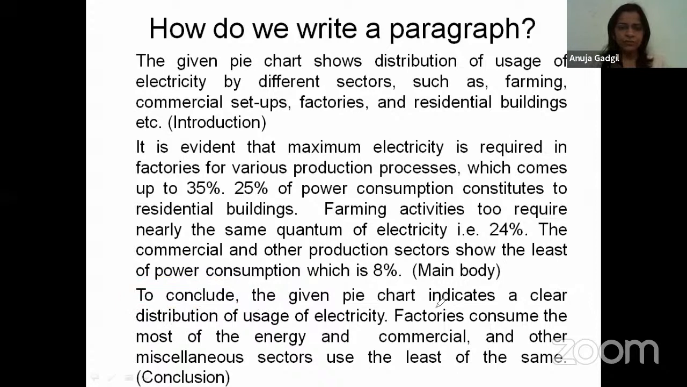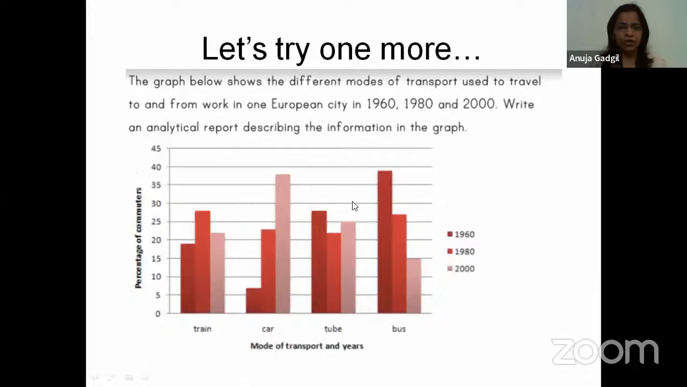To conclude, the given pie chart indicates a clear distribution of usage of electricity. Factories consume most of energy, and commercial and other miscellaneous sectors use the least of it. Who uses the most of electricity and who uses the least of it? Important information that is already covered in the main body. You are just repeating it, but don't copy paste it. Use different words. That will give good look to your answer, to your writing skill, and the reader will find it interesting. Yes, I hope you have understood this.